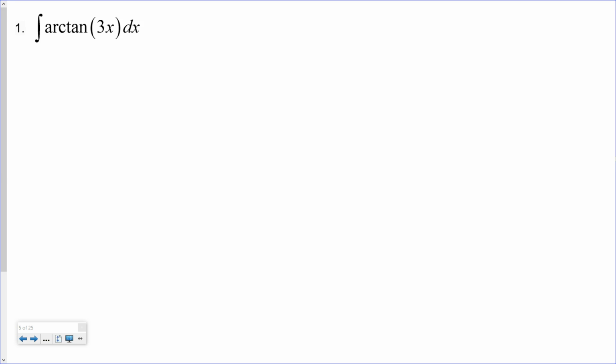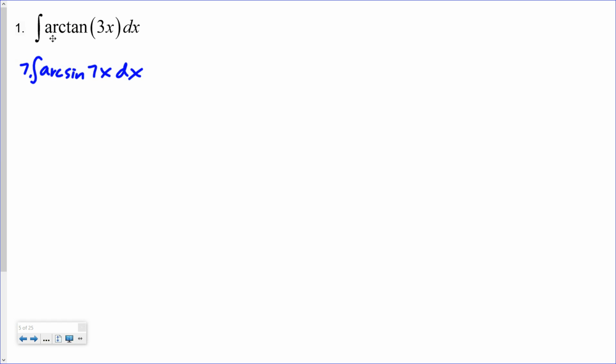Okay guys, I'd like to look at this problem together. This problem is the integral of arctan 3x dx. You had a similar one on your homework last night. Your homework was, I think, arc sine of something. I'm not sure what, but arc sine of something. And this is done the same way.